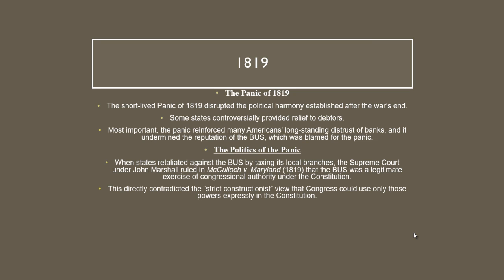When states retaliated against the Bank of the United States by taxing its local branches, the Supreme Court, under John Marshall, ruled in McCulloch versus Maryland in 1819 that the Bank of the United States was a legitimate exercise of congressional authority under the Constitution. This directly contradicted the strict constructionist view that Congress could use only those powers expressly in the Constitution.